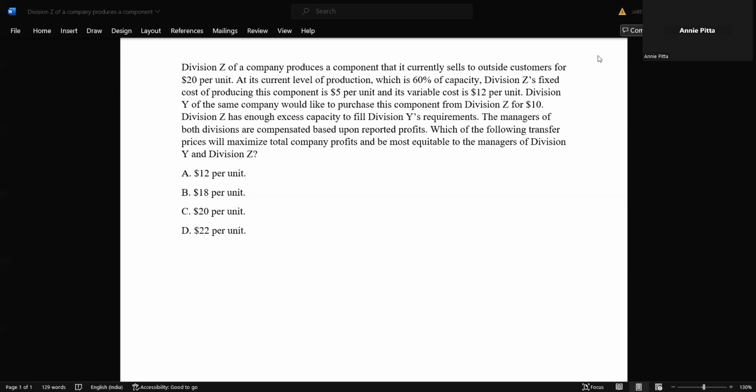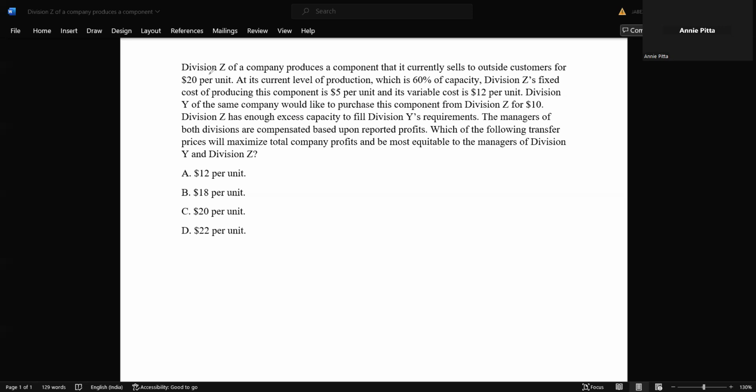Division Y of the same company would like to purchase this component from Division Z for $10. Division Z has enough excess capacity to fill Division Y's requirements. The managers of both divisions are compensated based upon reported profit. Which of the following transfer prices will maximize total company profits and be most equitable to the managers of Division Y and Division Z? So when we look into this one, the question is about transfer pricing.